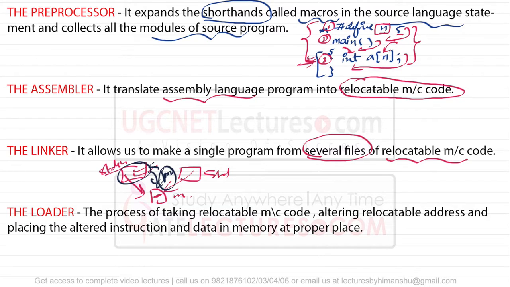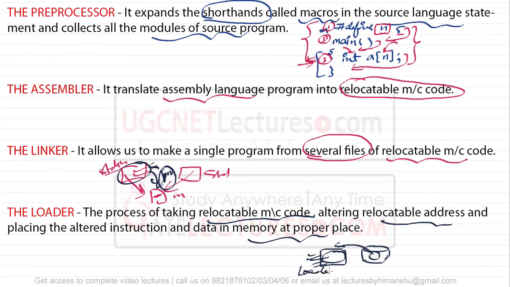Now there's a loader. The process of taking relocatable machine code and loading it into memory, or altering the relocatable machine code and placing the altered instructions and data in memory at the proper place, is called loading, and that is done by the loader. That means if there's a secondary memory and a program here which has relative addresses, you are going to relocate it into the main memory, and in the main memory you give it to a loader. This loader is going to give the exact absolute addresses to these instructions. That is done by the loader, correct?